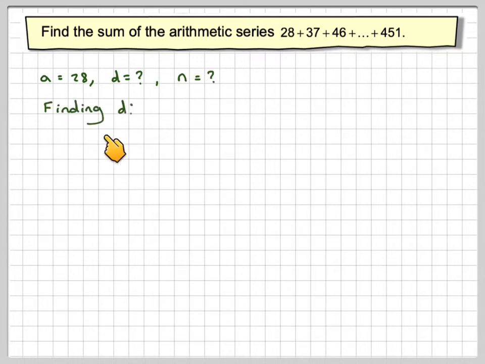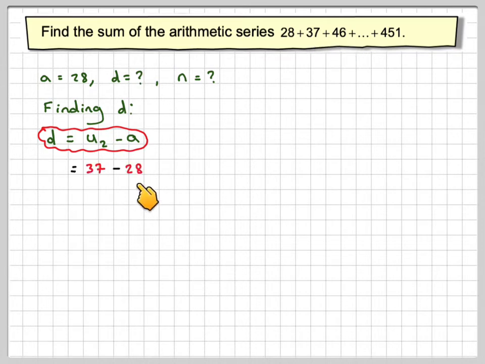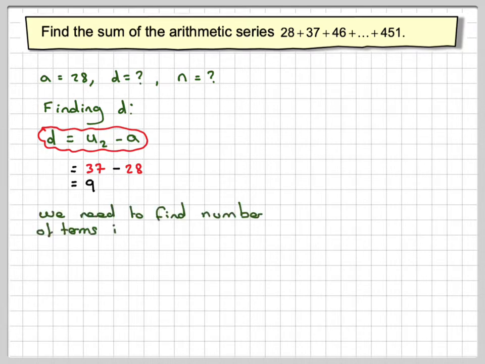So first finding d, the common difference, that's just going to be 37 minus 28, the second term minus the first term, or you can just take any two consecutive terms. So it's 37 minus 28, which gives me 9 as a common difference. Now we know the last term is 451.